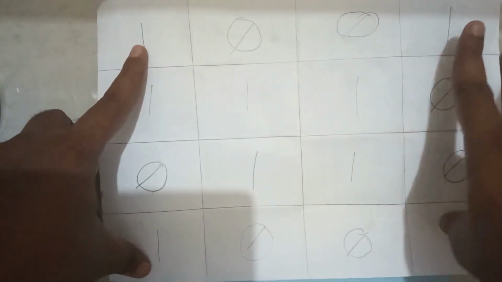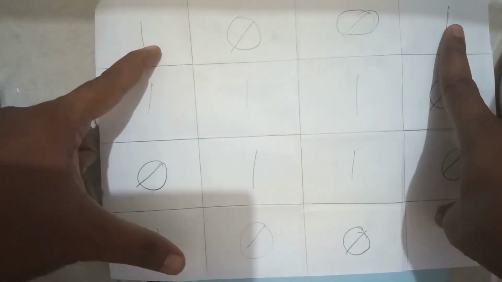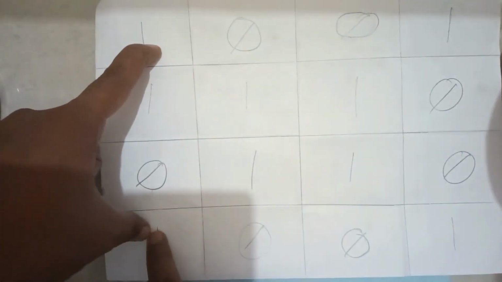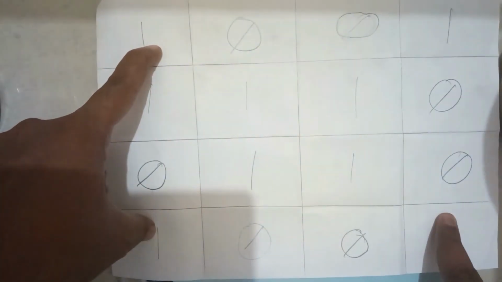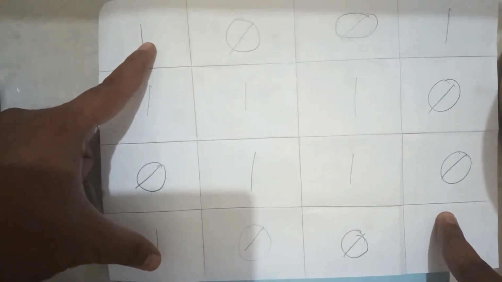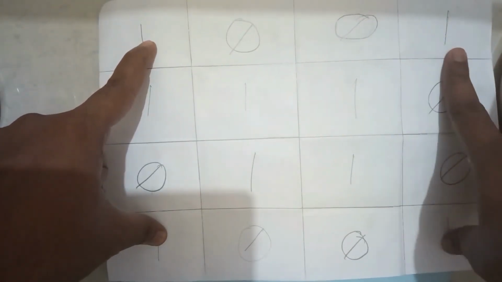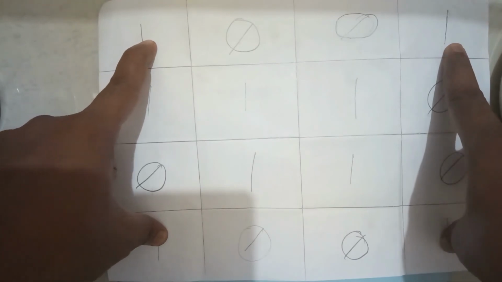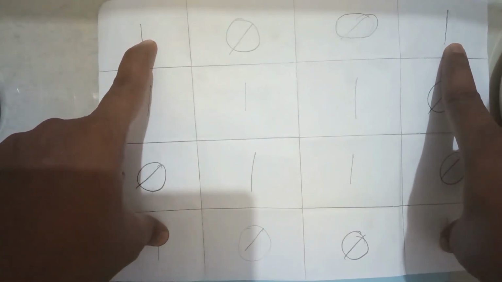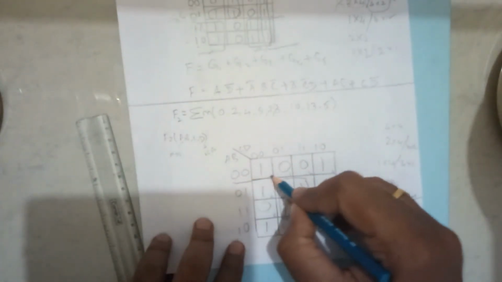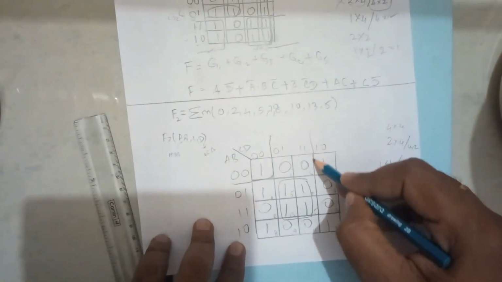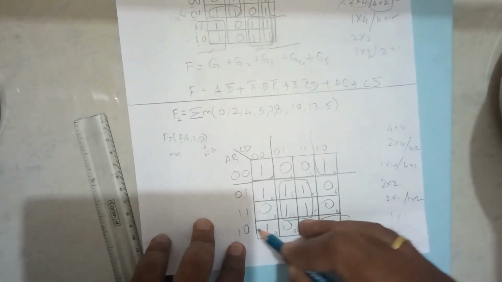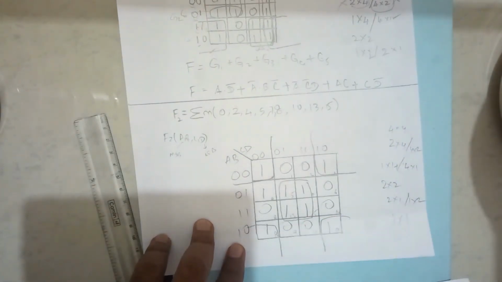So it shows that these 4 ones are adjacent, that is, this row and this row are adjacent, and this column and this column are adjacent to each other. Hence this one and this one, this one and this one cannot be grouped separately. We can group them as a single group, like this.